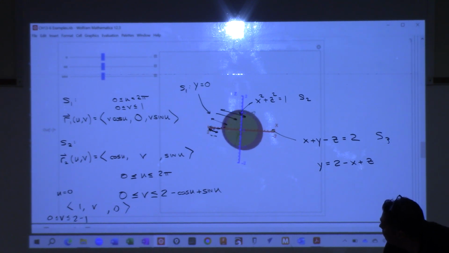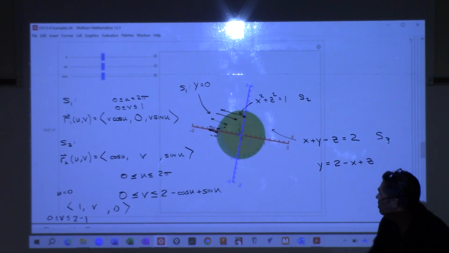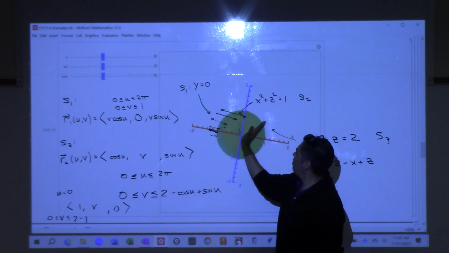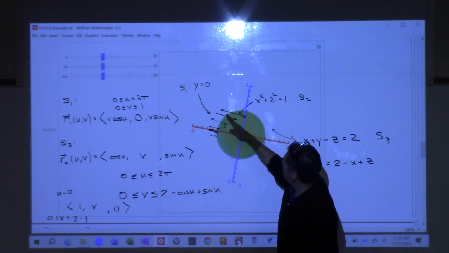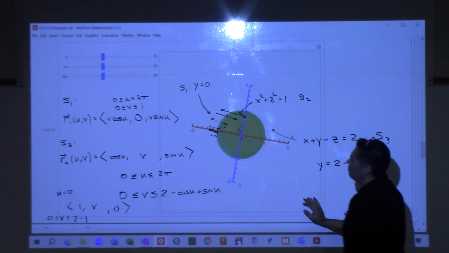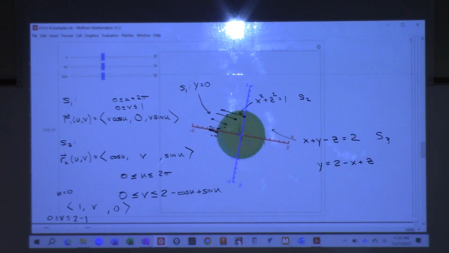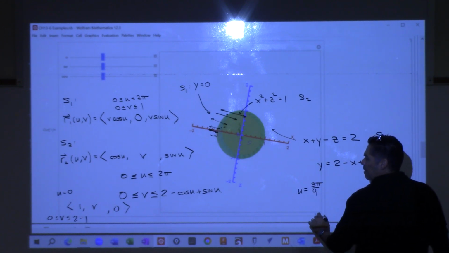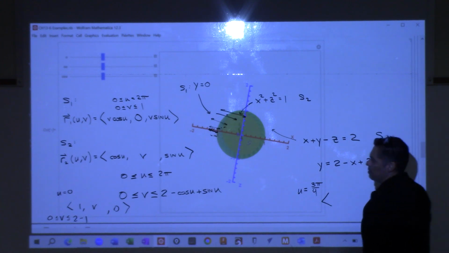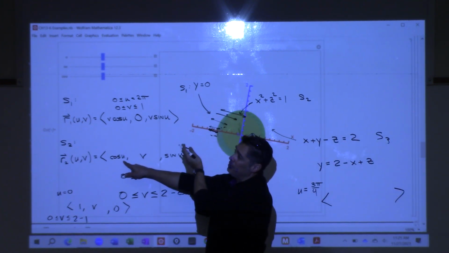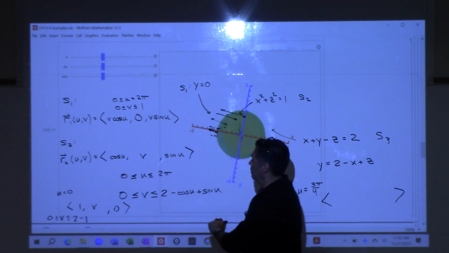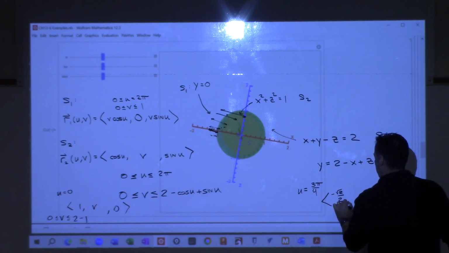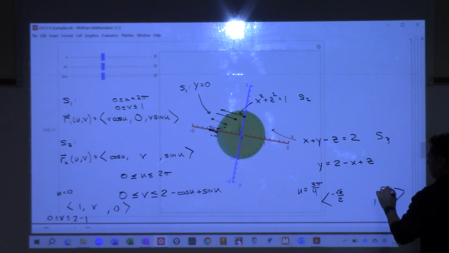I don't know, what's that angle? We have to look at it from the backside, where this is x positive and z positive. What angle does that look like? It was over here, right? What is that right there? 3 pi over 4? So if I try u is 3 pi over 4, then where would we be? So what is cosine of 3 pi over 4? Negative root 2 over 2. And then sine would be positive root 2 over 2.